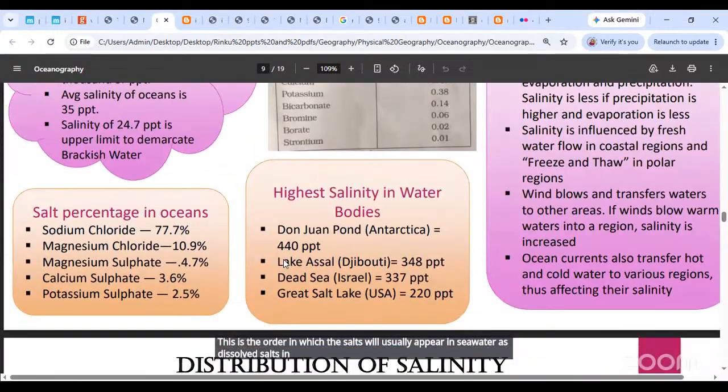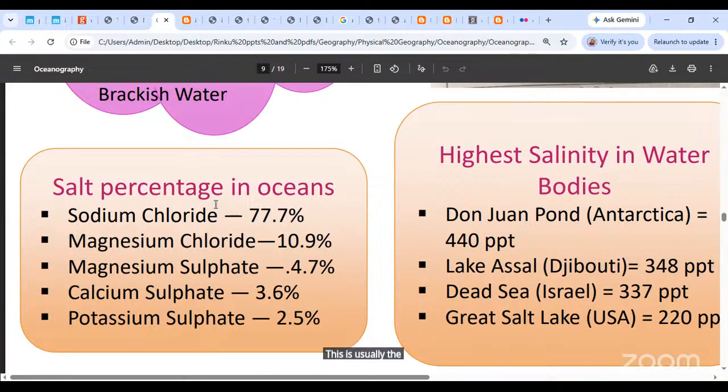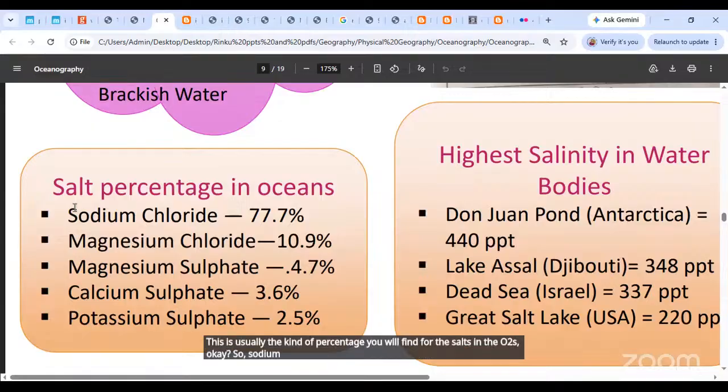And this is the percentage of salts in the oceans. Sodium chloride is a standard thing. Anywhere you pick up ocean water, this is usually the kind of percentage you will find for the salts in the oceans. Sodium chloride will appear in the maximum amount, around 77%, followed by magnesium chloride, magnesium sulfate, calcium sulfate, and then potassium sulfate.